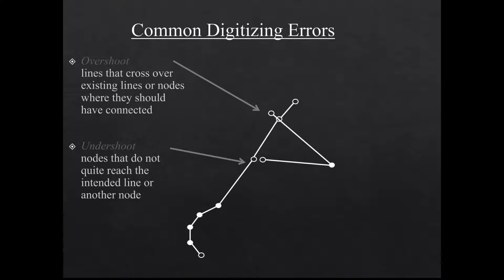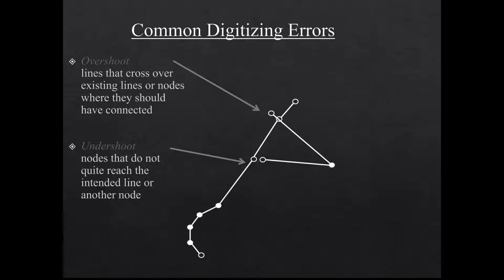When digitizing manually, there are 2 common digitizing errors. The first common digitizing error is known as an overshoot. An overshoot is where lines cross over existing lines and nodes where they should have actually connected. For instance, imagine if we are digitizing pipelines off of a map and we have 2 pipes that connect in a T intersection. However, when digitizing, the pipe that is forming the stem of the T does not connect exactly with the other pipeline. Instead, it passes over and through it in the digital data, making it cross instead. This is an example of an overshoot.